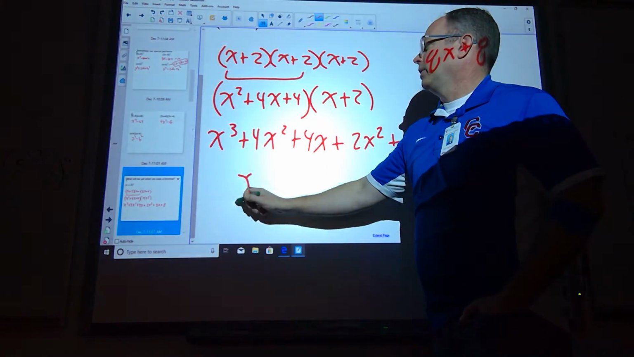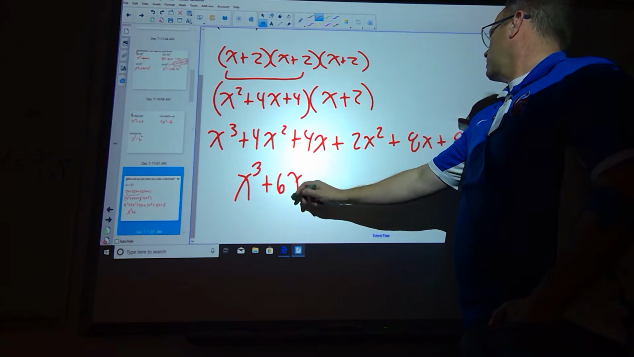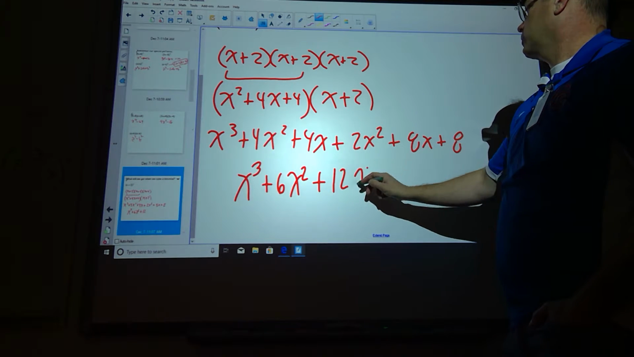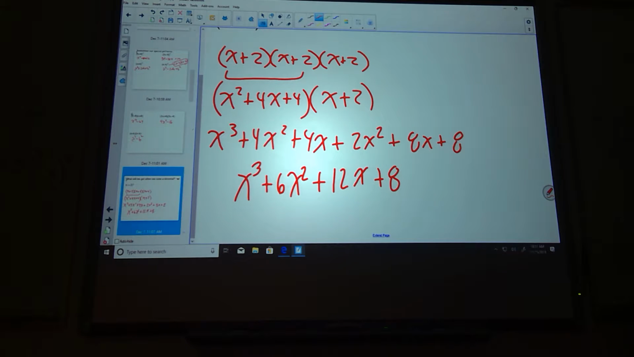And then just realize this: x to the third plus 6x squared plus 12x plus 8. There you go. That is called a perfect cube. I will just say polynomial, because I took the same exact binomials and multiplied them together 3 times.